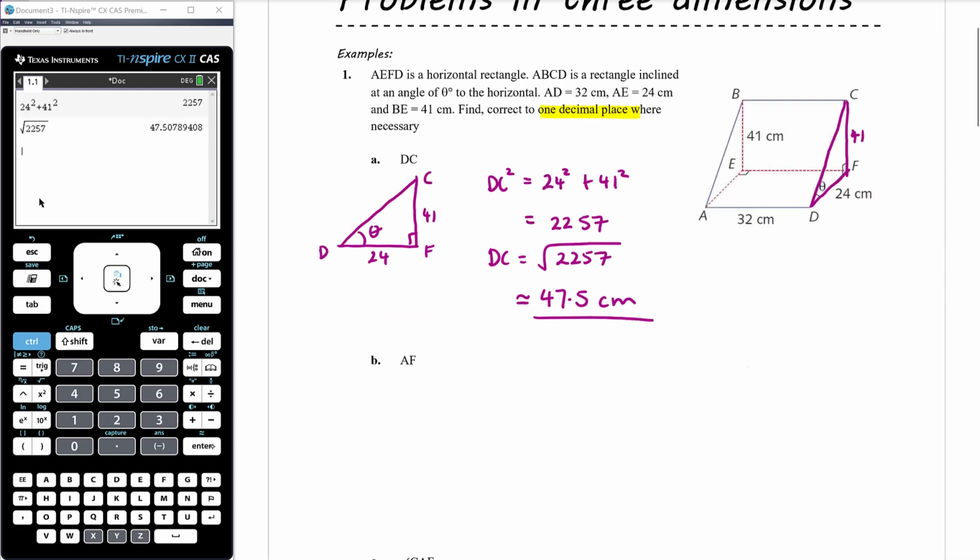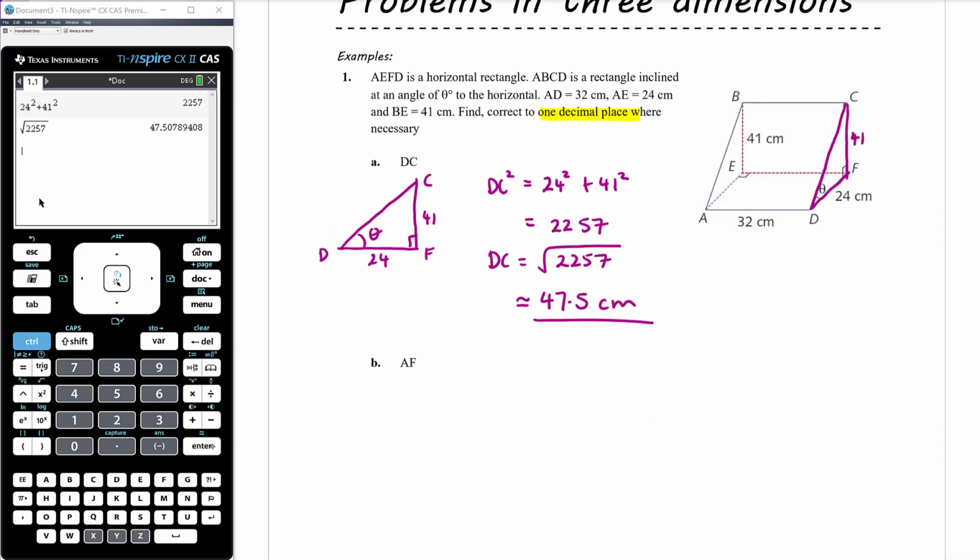Okay, part B, we want to find AF. AF is this diagonal length along the horizontal base. So we want to think about perhaps this triangle, or we could obviously have drawn the one up here. It's the same. That's a right angle down there because it tells us it's a rectangle on the bottom. So we know that's a right angle.